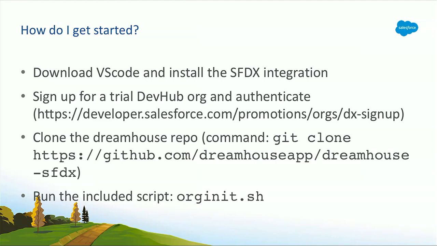So once you get that, sign up for a DevHub org. We have trial DevHub orgs that you can get, and the link is right up here. This allows you to create scratch orgs, which again are these empty orgs that you can do your automated testing in, make scripts much more powerful.